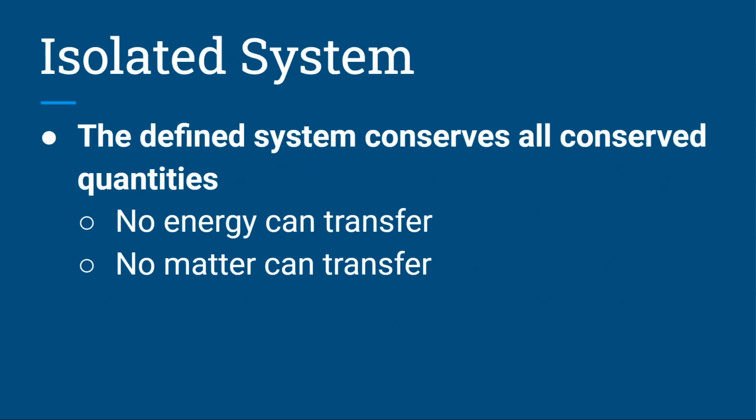The last one is an isolated system, and I know we're using simplified analogies here with our coffee cup, but again, you can look at it as it applies to different physics scenarios in your task options and checkpoint. But an isolated system is going to be a system where all of those quantities are conserved. It conserves all conserved quantities. So there's going to be conservation of energy, there's going to be conservation of matter. And so you're not going to have a transfer of either of these.